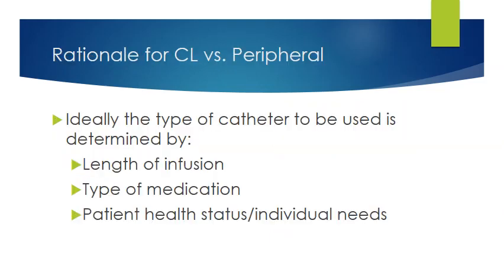Rationale for central line versus peripheral. Why would we choose to do one versus the other? Well, it's usually determined by the length of infusion. Am I going to give them this drug for 2 days or for 2 months? So that would determine if I needed a central line or not. The type of medication, is it caustic to the vessel, or is it something that's not going to be very detrimental to the vessel if I put it in? And then again, your patient's health status. They may have so poor venous access, our only option is a central line.